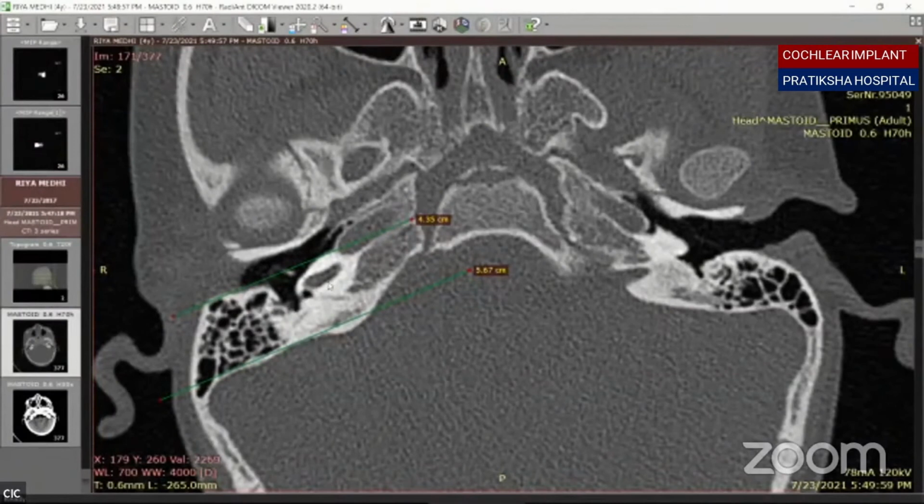The second important thing is one line drawn through the posterior bony canal again, another line drawn through the basal turn of the cochlea. So if we see that these two lines are not intersecting up to the mid-sagittal plane, then this is considered to be a good feasibility.